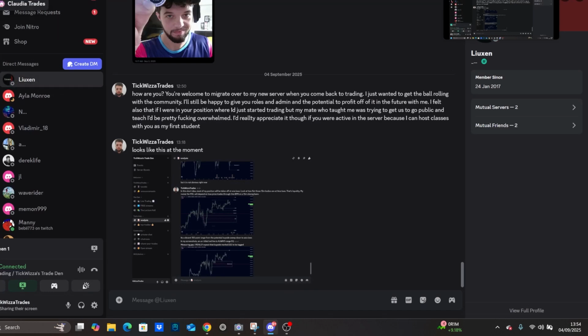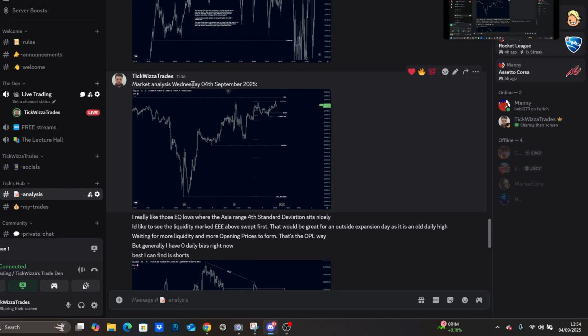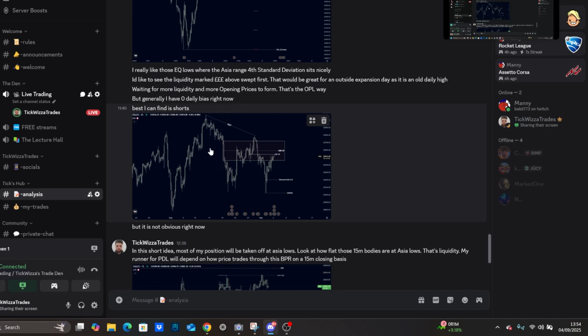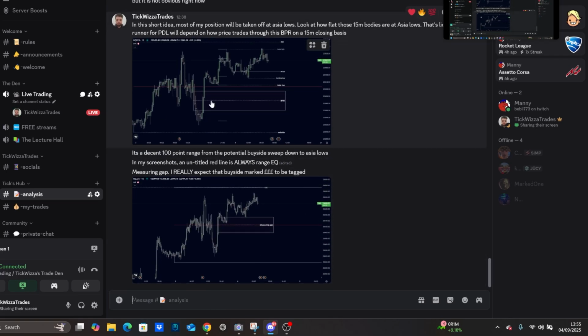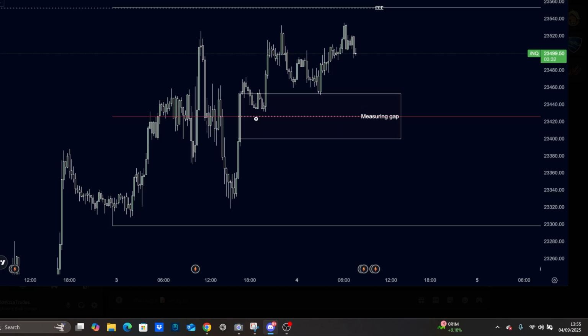Quick checkup in the Discord. Got my analysis tab, market review, Wednesday, 4th September, and this is what you get in the community. A few hours before market open, I'll just update what I'm looking at. Here you can see I found a measuring gap. I'm expecting price to run up here, up and then down.